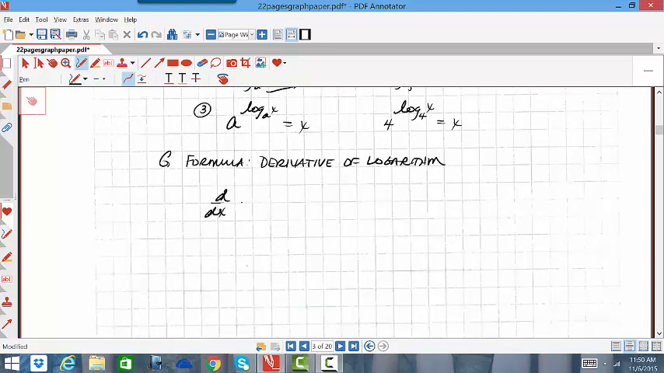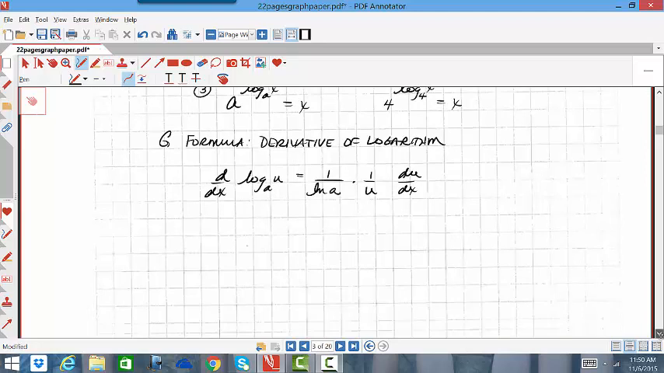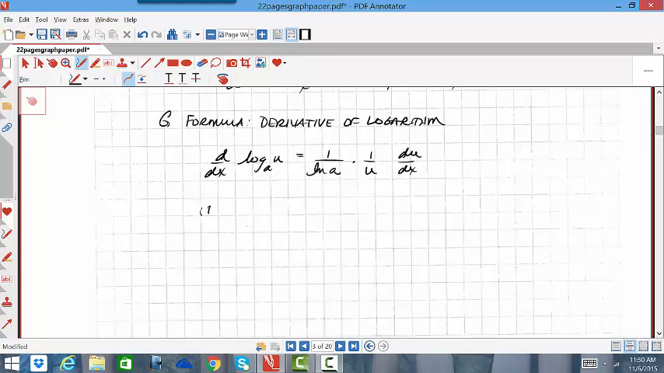The derivative of log base a of u is equal to 1 over the natural log of a times 1 over u times du dx. All right, let's take a look at an example.